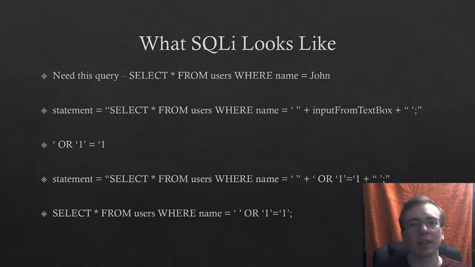The specific thing to note is that before and after the concatenation of input from the text box, you'll notice one thing specifically. The input from the text box is supposed to be a string, because, well, it's a name. Names are usually strings. So in this case, to specify strings, you would use single quotation marks, one at the end, one at the beginning.